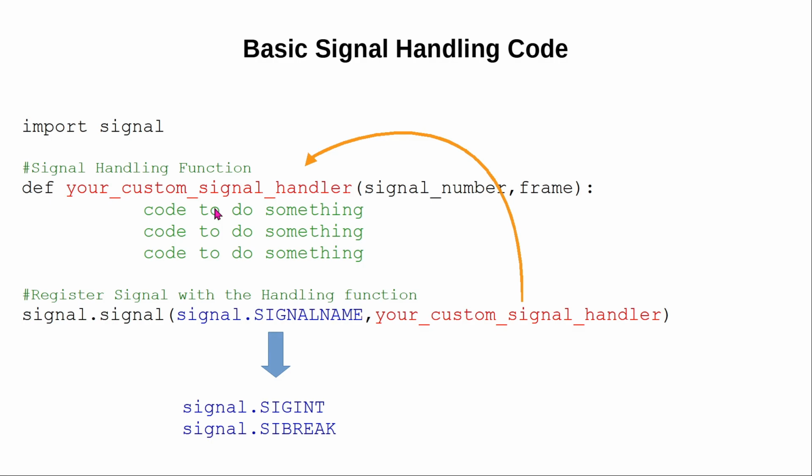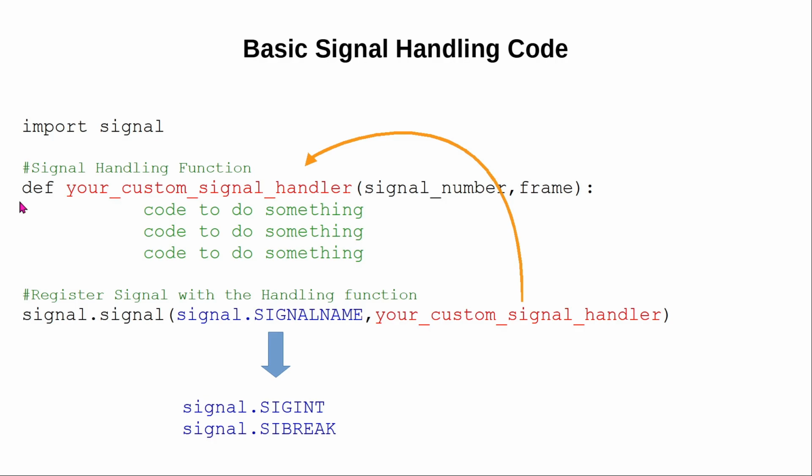We are going to write a basic signal handling code. For that, we have to import the signal library, which is part of the Python standard library. Now, to write the signal handling code, you have to write two things. First is the signal handling function, and the other one is to register the signal with the handling function. So this is basically a pseudocode. And the first thing we are going to do is to write the signal handling function.